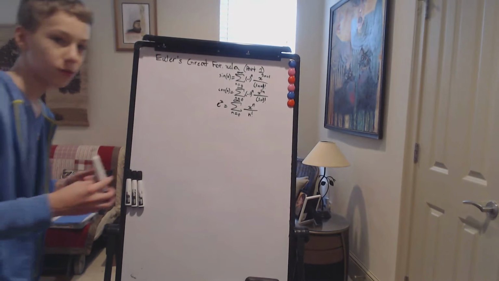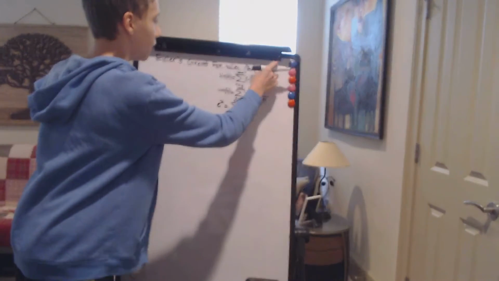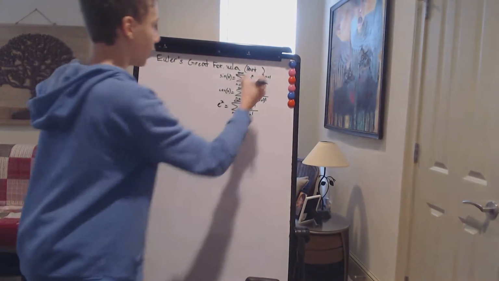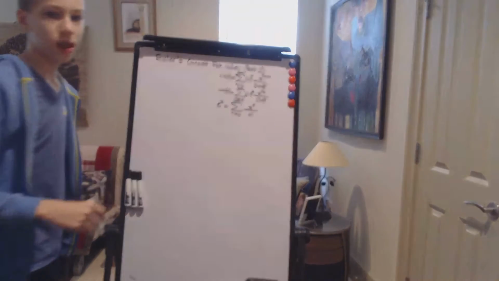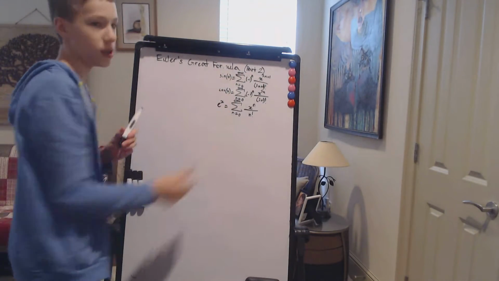Okay, welcome back everyone. In today's video, I'm going to be making the continuation video of Euler's great formula. This is part 2. Okay, and here are our tools. We have the Maclaurin series for sine, cosine, and e to the x.